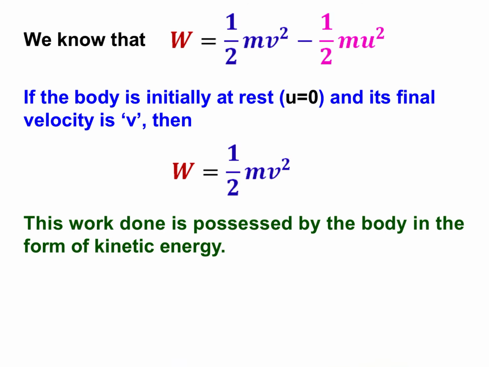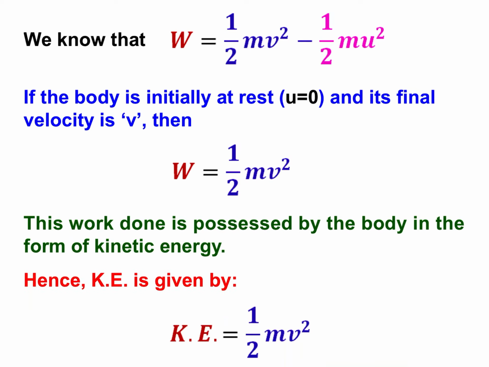This work done is possessed by the body in the form of kinetic energy. So the kinetic energy of the moving body is given by half mv square, where m is the mass of the body and v is its velocity. This is the formula of kinetic energy. Kinetic energy is equal to half mv square.